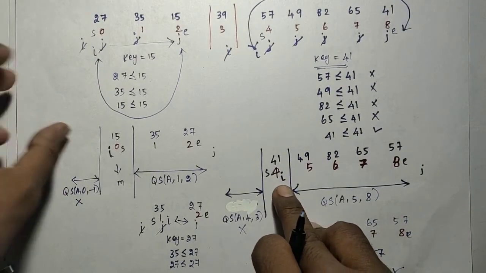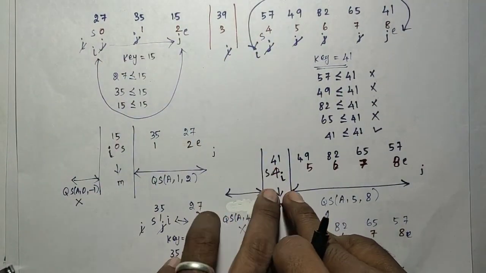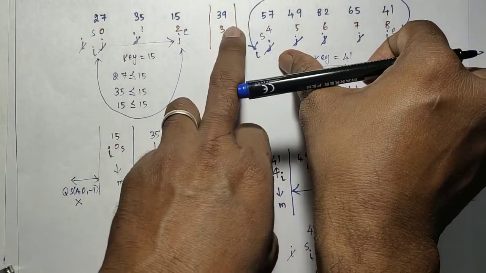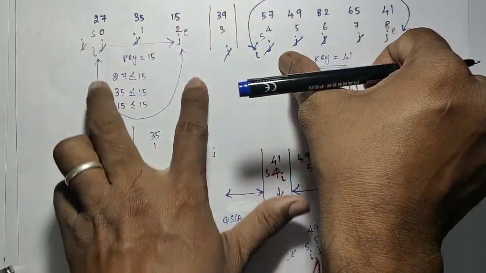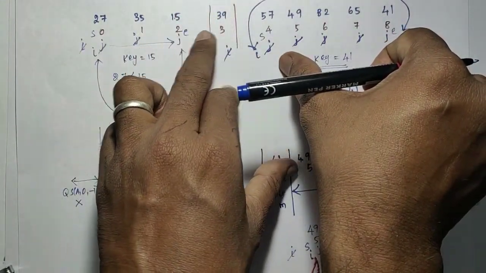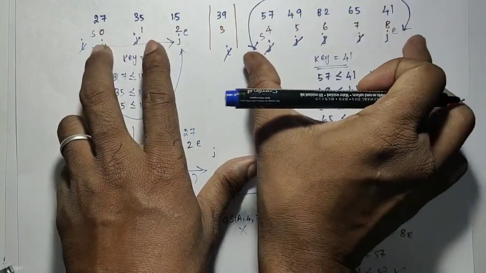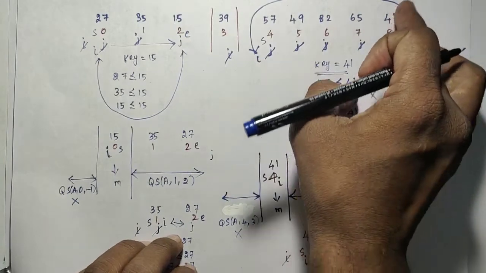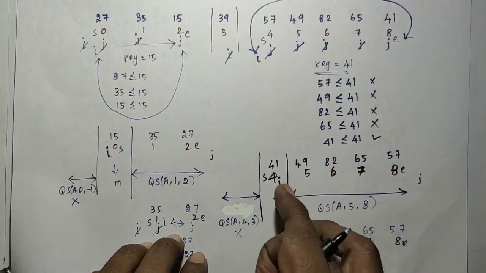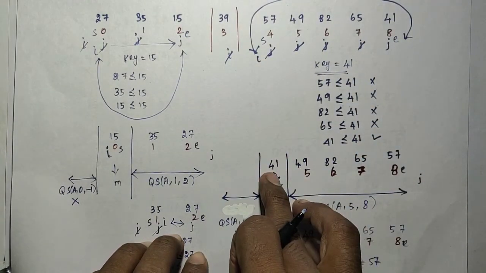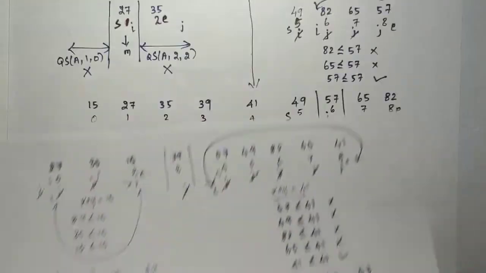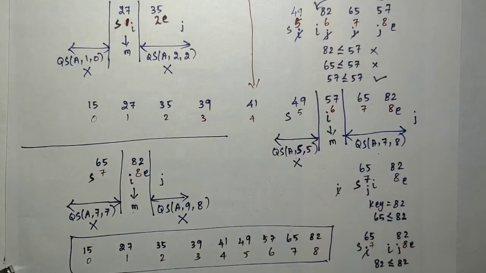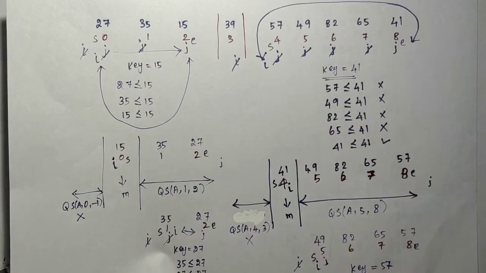The 4th position is actually what? 41. So here we started from 39. First half is already sorted: 15, 27, 35, 39, this part is already sorted. So we started sorting this second half. Based on the 41 we have split it into two halves. The 41 is there, so the 4th position is already sorted.